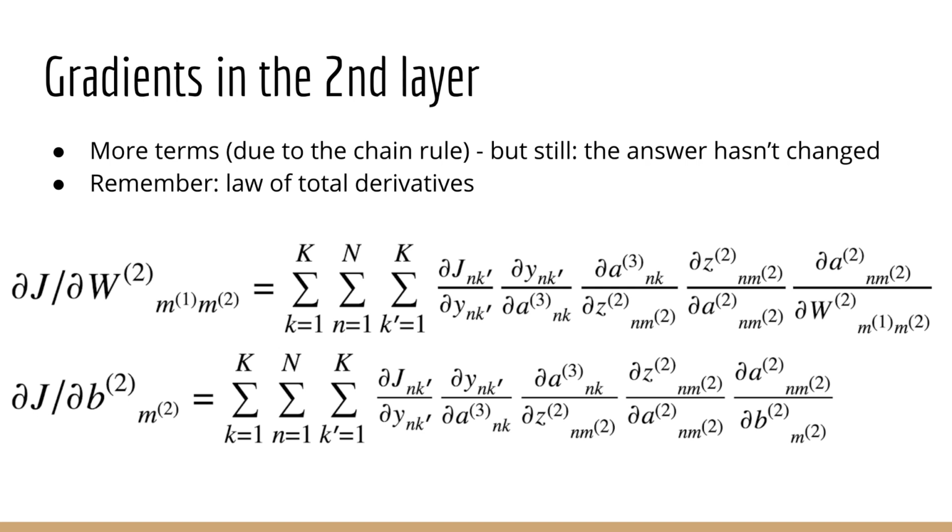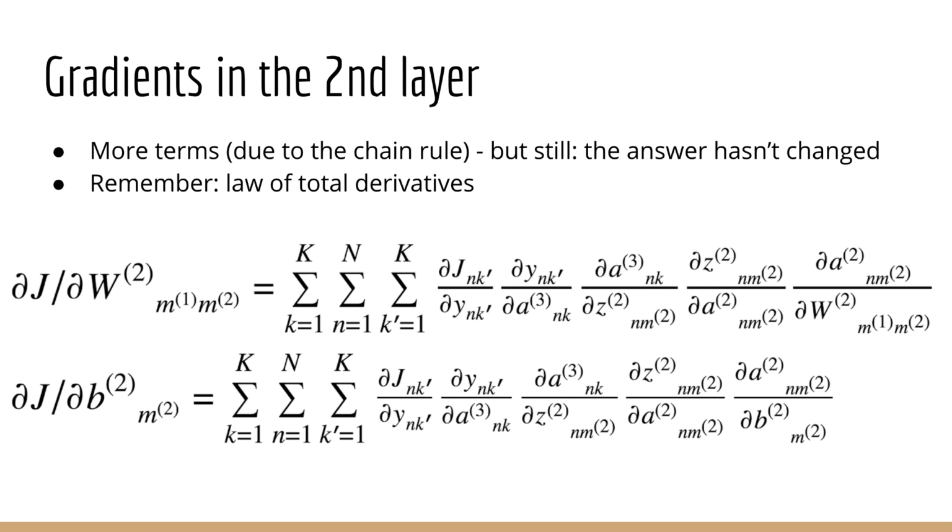As before, the next step is going to be a little more tricky, because it involves more terms in the chain rule. But importantly, we've already derived these. So it's not a matter of deriving them again. It's just a matter of replacing each symbol with our new set of symbols. Also, recall that we've applied the law of total derivatives here, just like before. So we sum over k twice.